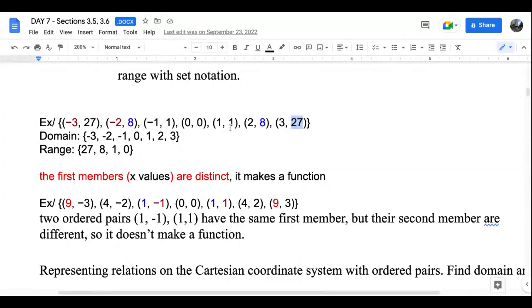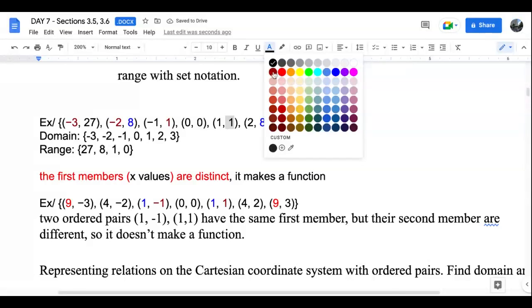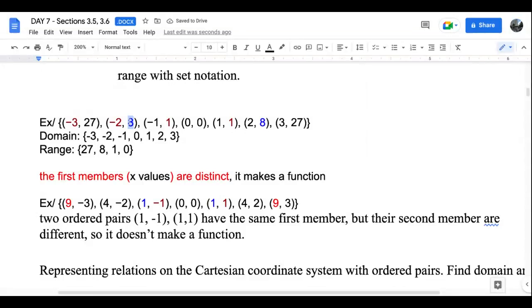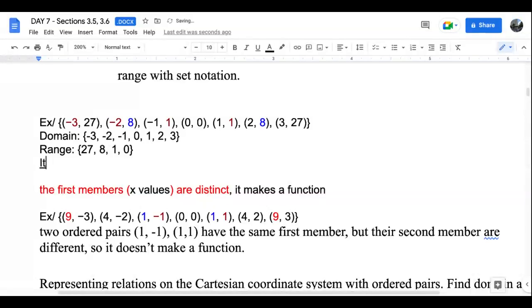So we see this one is interesting. The first members are different, right? But the second members, we see 1, and the 1 is repeated. And we see 8, 8 is repeated. That's okay. The second member in the ordered pairs can repeat, but not the first one. So this indeed is a function.